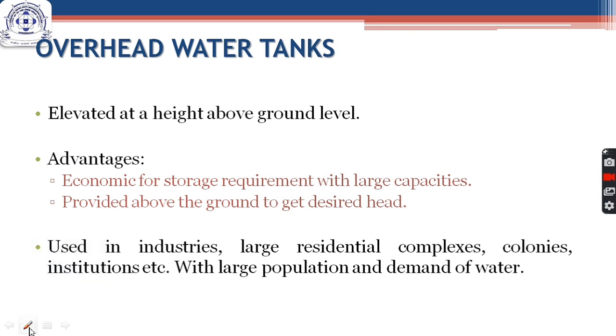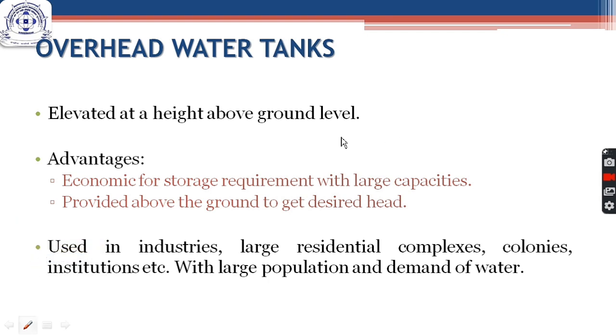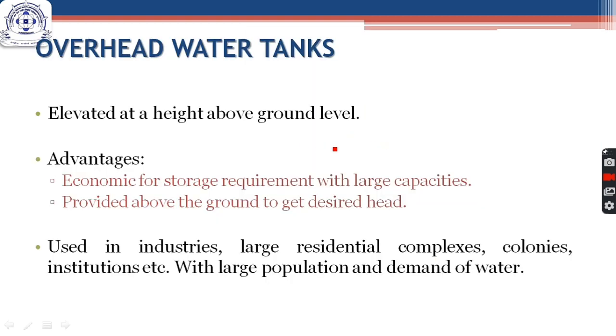Elevated tanks are provided above the ground level with the help of a supporting system. Normally columns are used. The advantages of overhead water tanks are that these are very economic for large storage requirements. If we provide tanks resting on ground or underground tanks for large storage capacities, the design will not come out to be economic, as large capacity water tanks will have large loads, which will result in very bulky and inefficient RCC tanks. So overhead water tanks are the most preferable choice for such larger capacities.